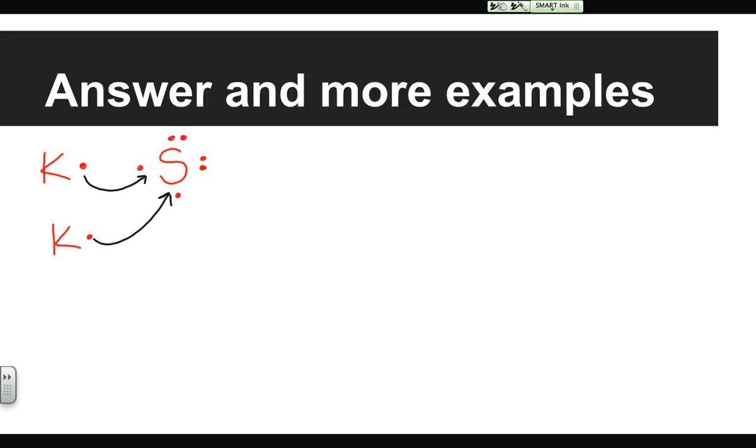So when we're done here, each potassium has given away 1 and will become a charge of +1. Since we have 2, we want to write it twice. And then sulfur gained a total of 2 electrons, and we only needed 1 sulfur. So that is going to be a -2. So using this method, we get a formula of K2S.